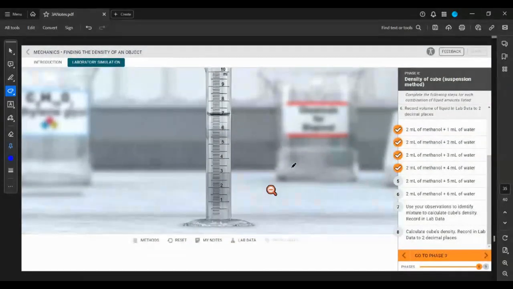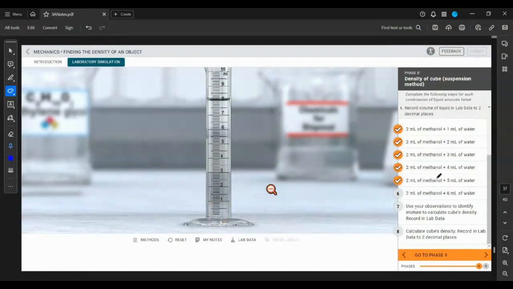And it sinks. Okay. Well, we don't have too many more options, so we should be getting here pretty soon. We've got 2 milliliters methanol, 5 milliliters water, 2 plus 5, 7. Here we go. Put the block in, and still no luck. Well, there's only one left, so I'm really hoping it's this one. So 2 milliliters methanol, 6 milliliters of water, 2 plus 6 is 8. We're even at this point getting close to the maximum volume on our graduated cylinder. We put the block in, and success.